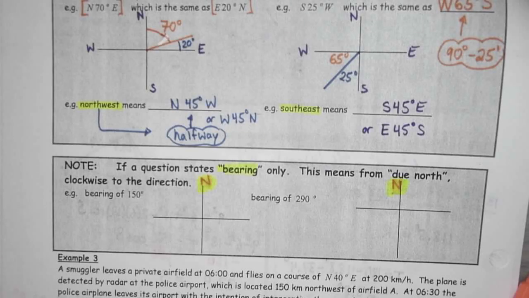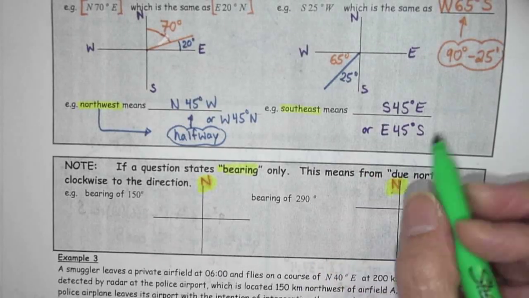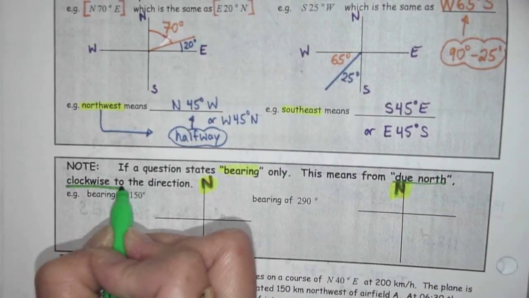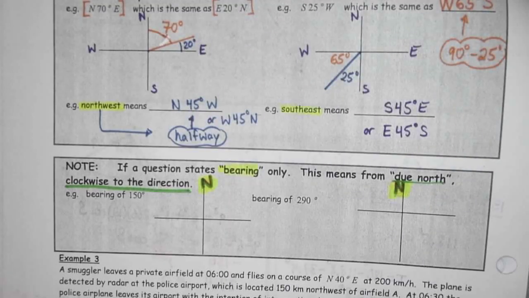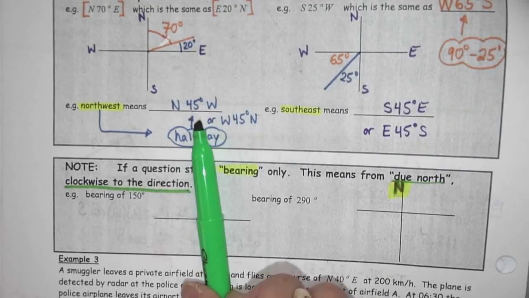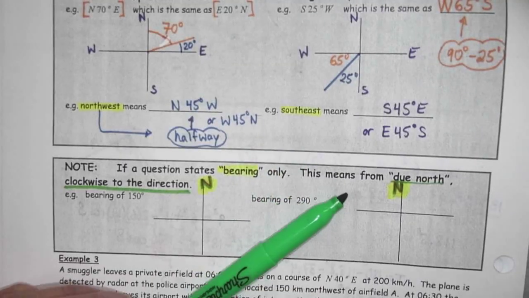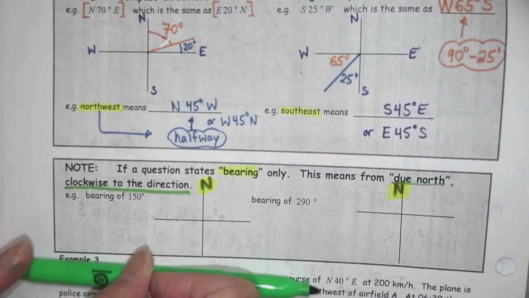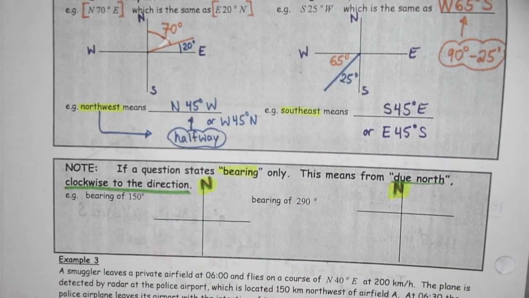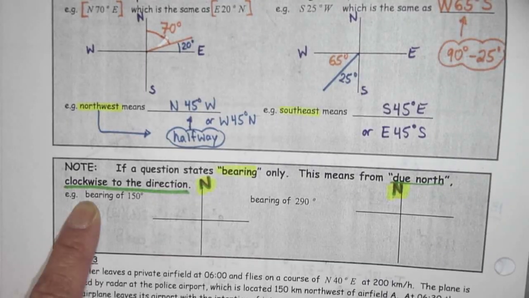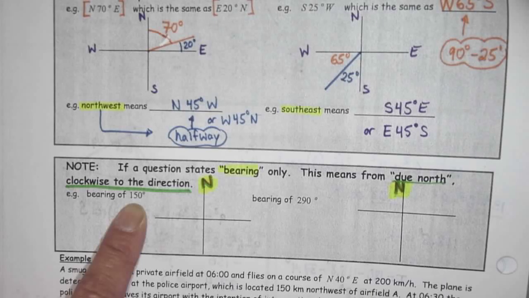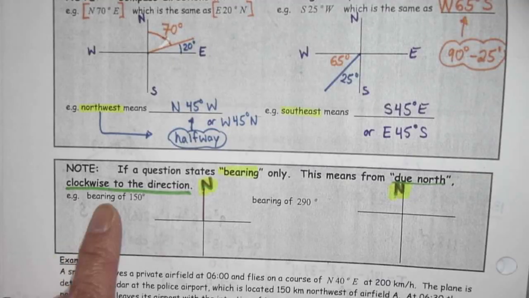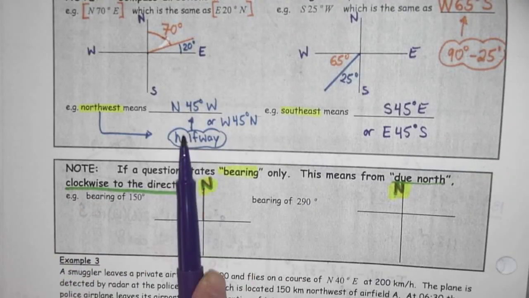And then it goes, so from due north, this means from due north, which we have here, right? So due north, clockwise to the direction. So clockwise. Which way does the clock turn? Turns to the right, this way, right? So when you think about the handles on the clock, it's turning this way. So clockwise means in the direction that the handles of a clock turn, this way. So that means if I said that something had a bearing of 150, that means I start at due north. So I start here, start at due north, and I'm turning it 150 clockwise.